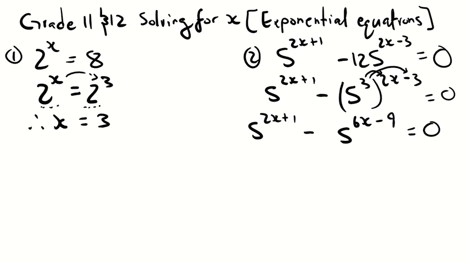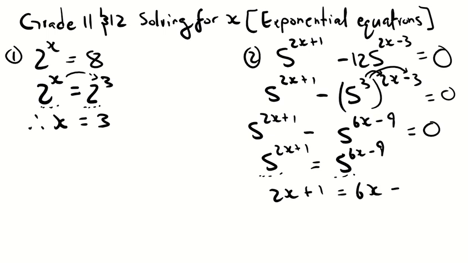And now, because we want to solve this equation, we will want to have 5 to the power of 2x plus 1 on the left and 5 to the power of 6x minus 9 on the right, so that we can then say bases are the same. And because bases are the same, we can therefore say 2x plus 1 is equal to 6x minus 9.